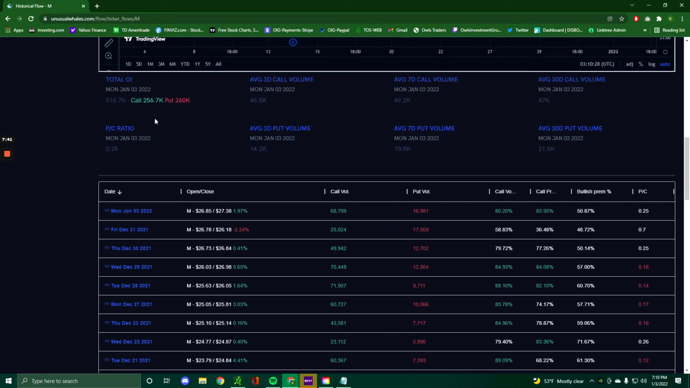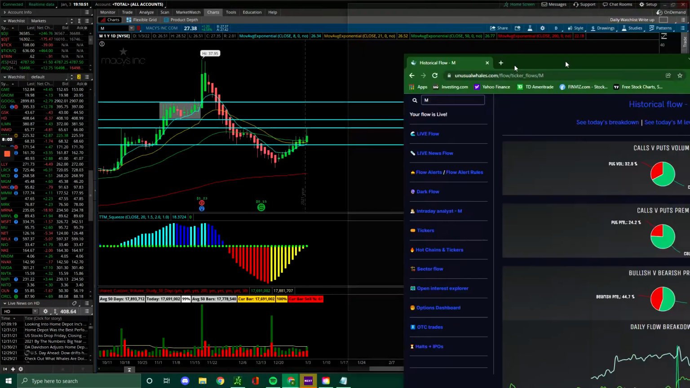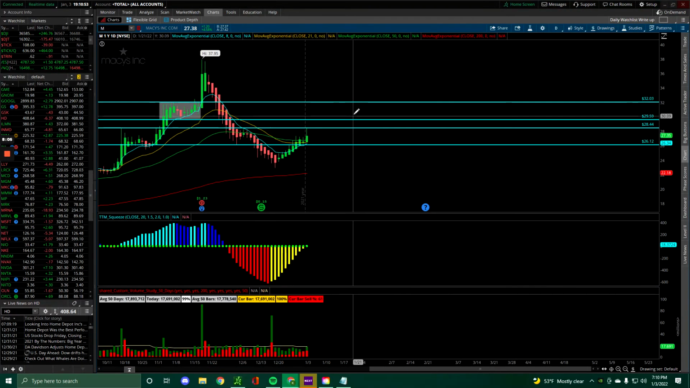So if you look at Macy's, total open interest for today was 256.7 thousand calls to 260 puts. But for today, we see that the call volume is 68,799 to 16,981. So more calls than puts for today. But what I'm looking at most importantly is that 28.44 breakout. Above that, we can see the 30 level.